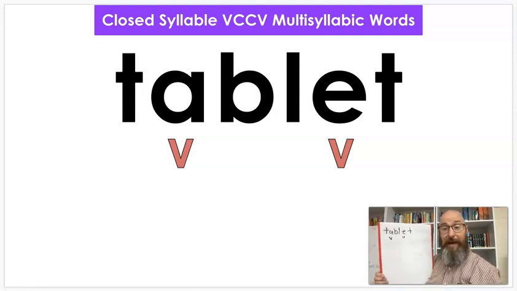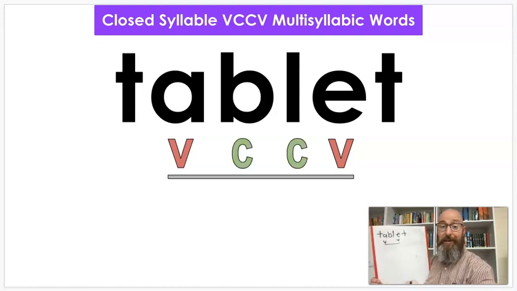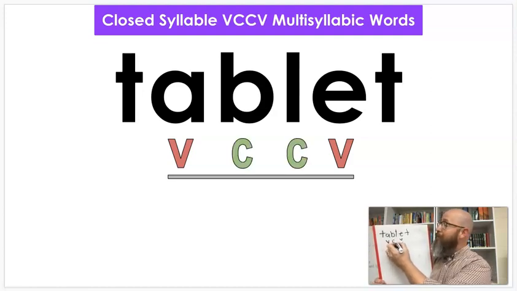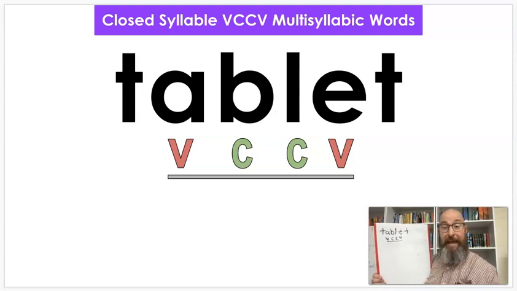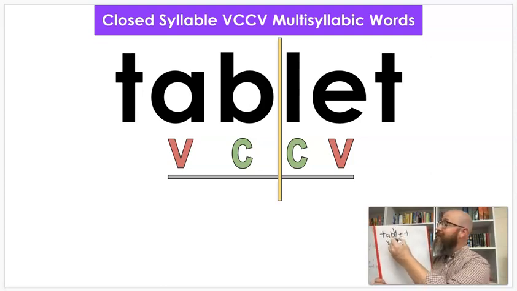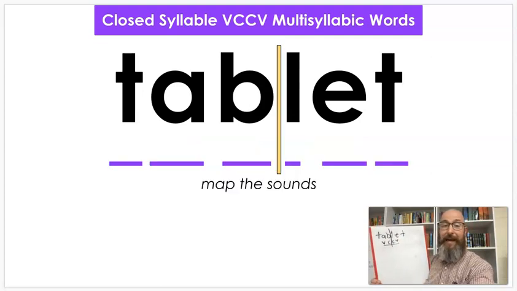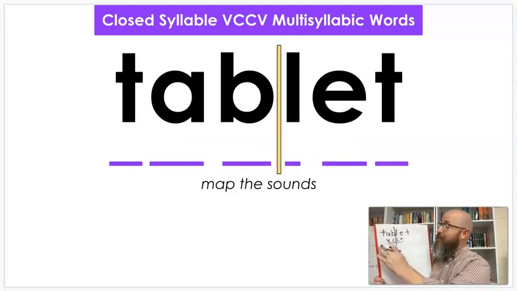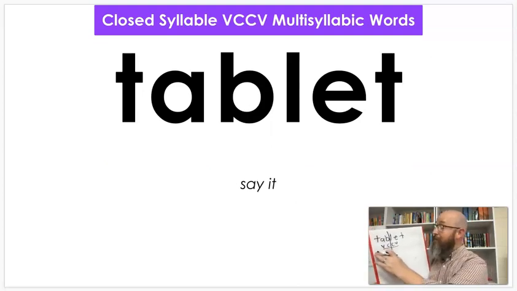What do I do after I label the vowels? I build a bridge. What do I put on my bridge? All the consonants that are above it. After I label the consonants, do you remember the next step? That's right. Draw a line between them. Now we can tap the sounds. Tab, tab, let, tablet, tablet.